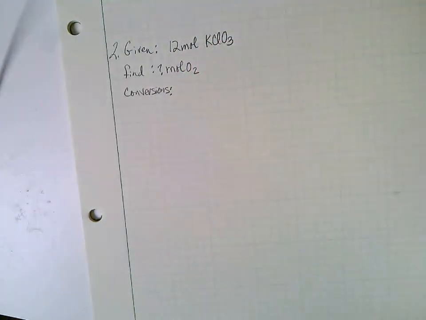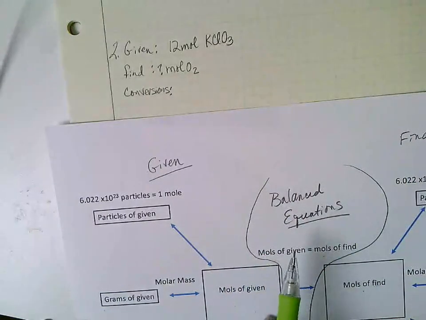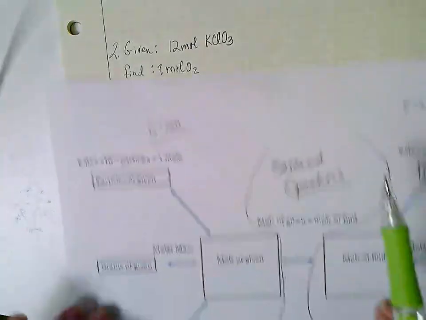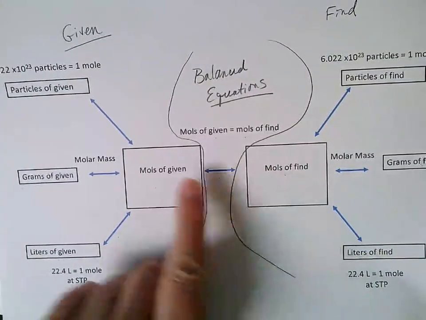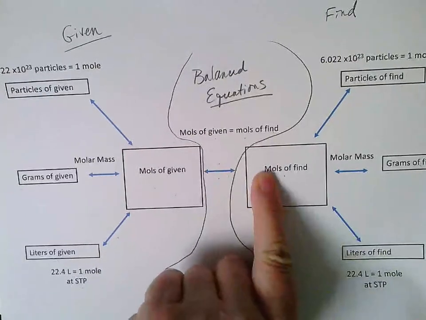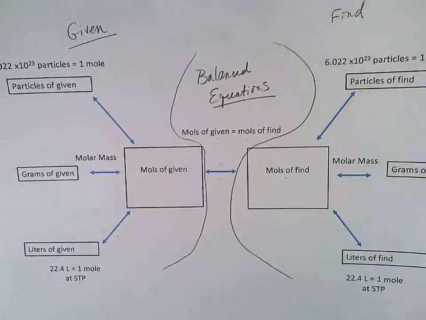So now that I know what I'm given and what I want to find, I'm ready to look at my chart. This side is my given side, and I'm given moles. So I'm starting right here. Then it says find. I want to find my moles. So I only need one conversion factor. And once you write that balanced equation, you should be able to complete this problem with no issues.